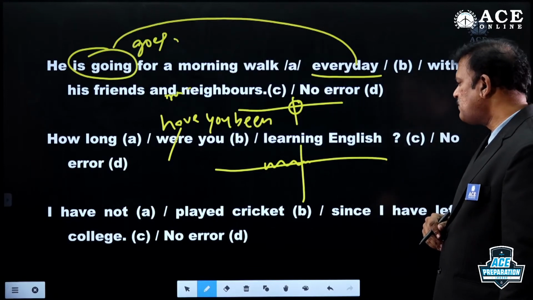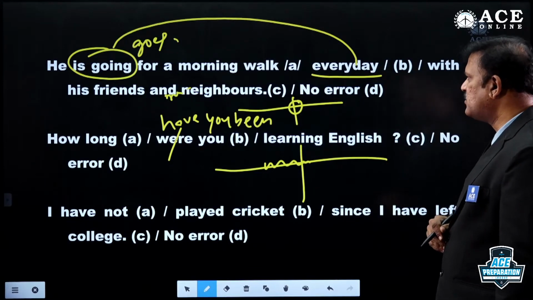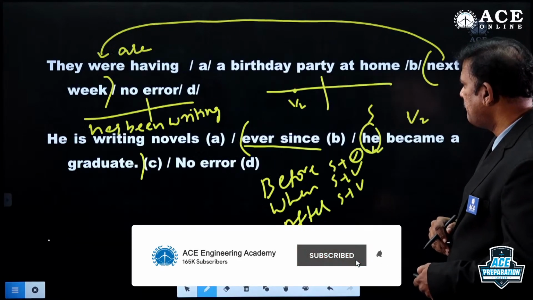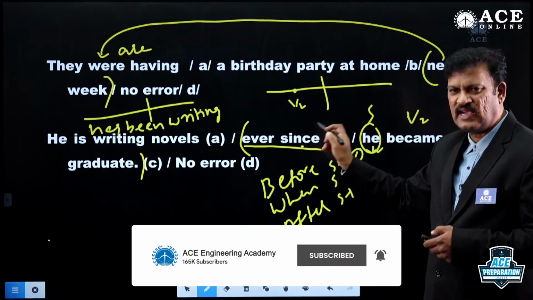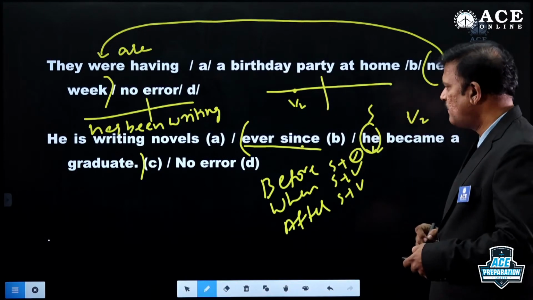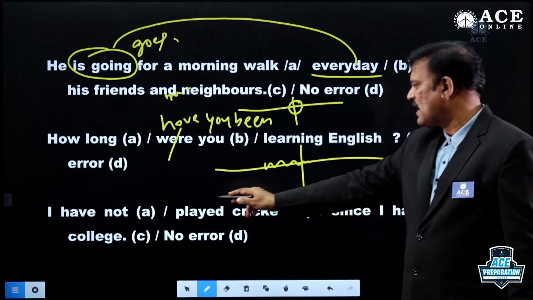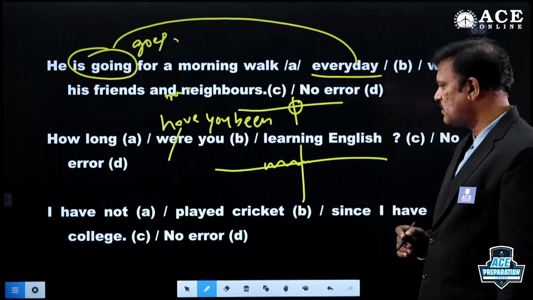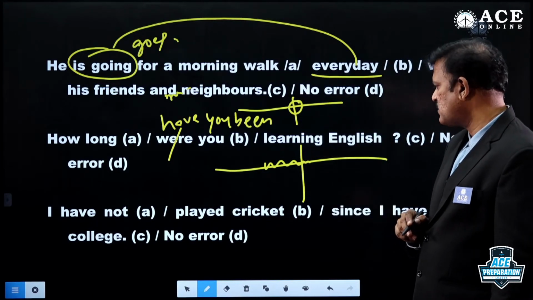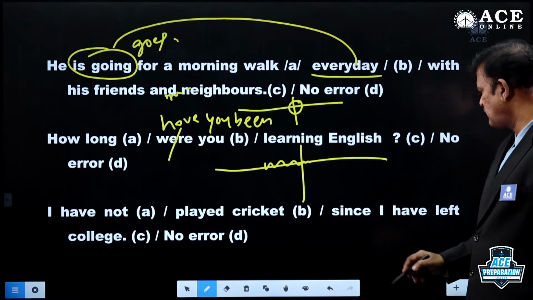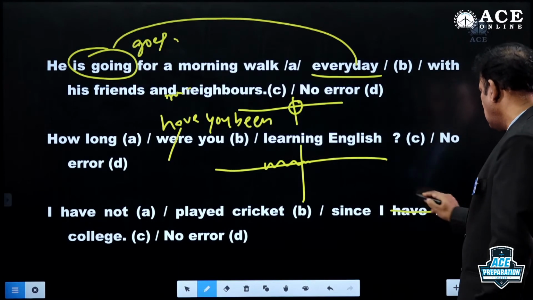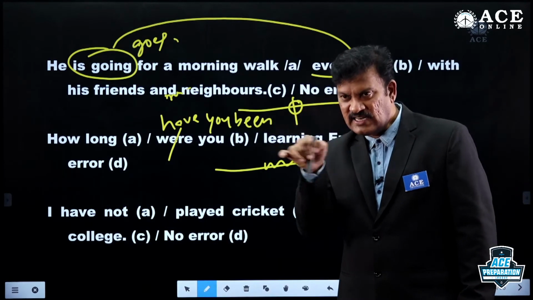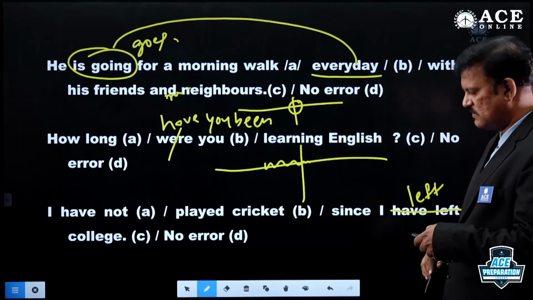I haven't played cricket since I have left college. Since, I said, is a point of time. I haven't played cricket, no problem. Or I haven't been playing cricket, also no problem. I haven't played cricket. Problem with this time. Since, it has to be in the past, because time indicator is in past, that indication is always with V2 form, clauses.